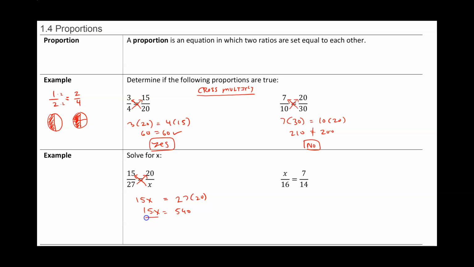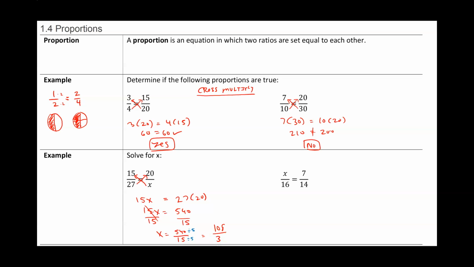Then the x is being multiplied by 15, so the inverse of that is to divide by 15. And we get x equals 540 over 15. Now to simplify this, to reduce the fraction, we have to figure out which number goes into both 540 and 15, and that is going to be 5. So if you take 540 and divide that by 5, it's going to give you 108. If you take 15 divided by 5, this gives you 3.